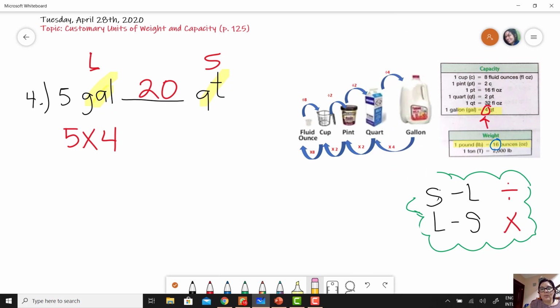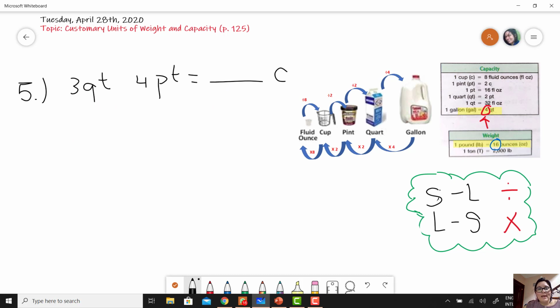Let's continue with number 5 and then number 6, and that is all. I need you guys to pay attention to this exercise number 5 because it's a little bit different, and number 6 is the same. 5 and 6 are the same. So you have to do the same process, but pay attention to this. Here we have 3 quarts, 4 pints, and you have to change them to cups.